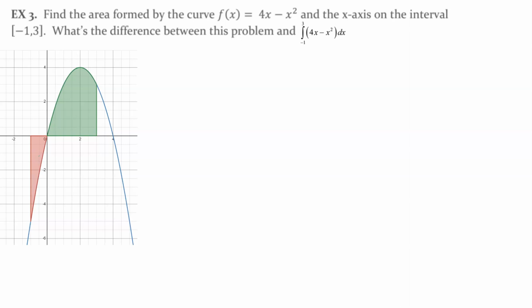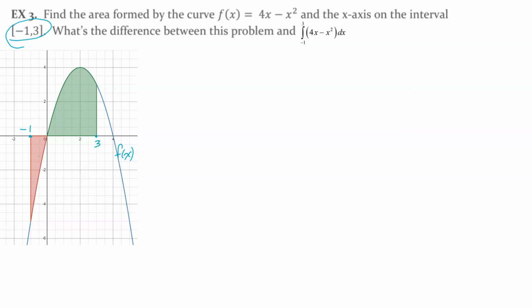In this video, we are finding the area formed by the curve f of x. In this case, that's the blue graph right there. f of x equals 4x minus x squared, an upside down parabola. And we're looking at the area formed by that and the x-axis. We are looking at the interval from -1 right here to 3 right here.